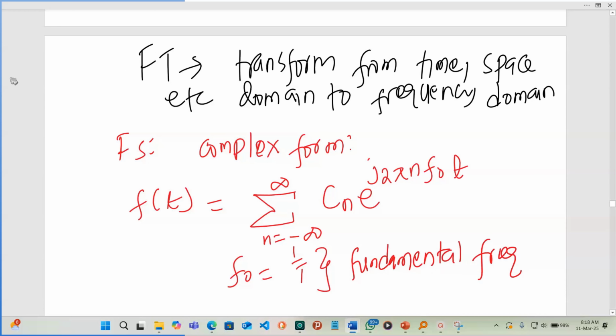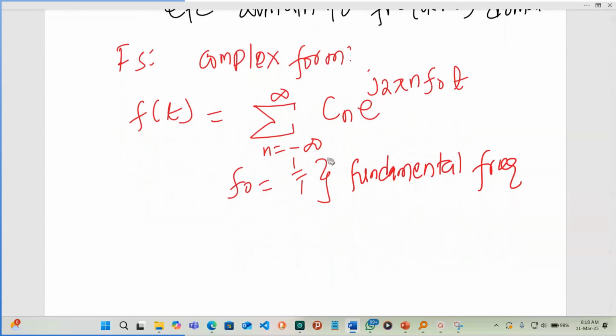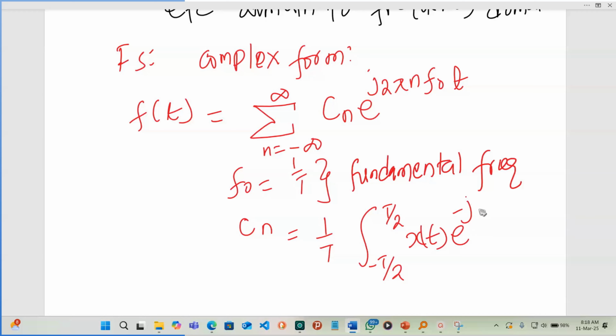Cn itself is like the amplitude. This Cn is the Fourier coefficient, which represents the amplitudes, and it is equivalent to 1 over T, integrating from negative T over 2 to T over 2 of x of t times exponential of negative j2 pi f naught n t with respect to t.